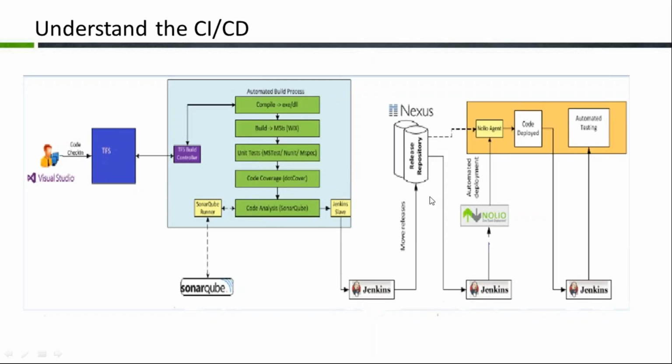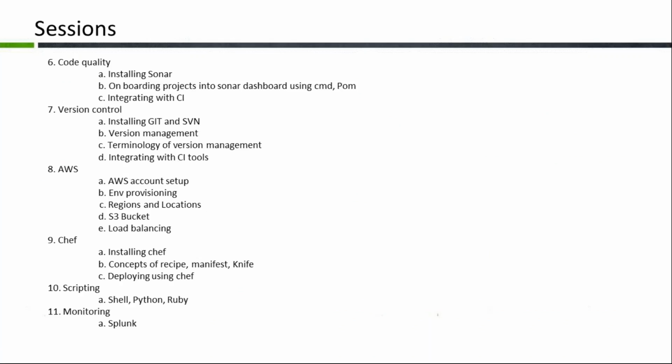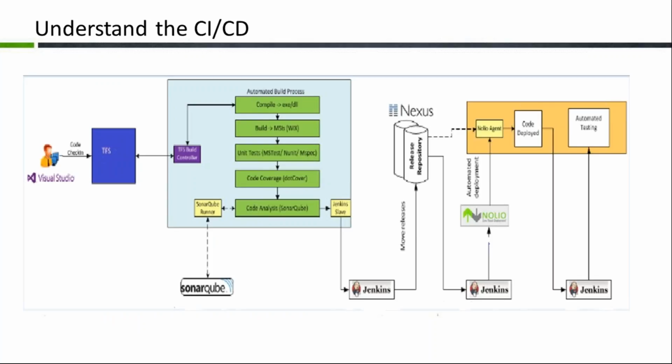So your code gets built, everything will be in Nexus, and using Chef you pull the code and deploy it in AWS. At any point where we can't automate something, we do a little bit of scripting. So I'll teach you shell scripting, Python and Ruby. The last one is monitoring tools: if your server goes down, how are you alerted? When you deploy, a lot of log files get created, so how do you monitor those log files?